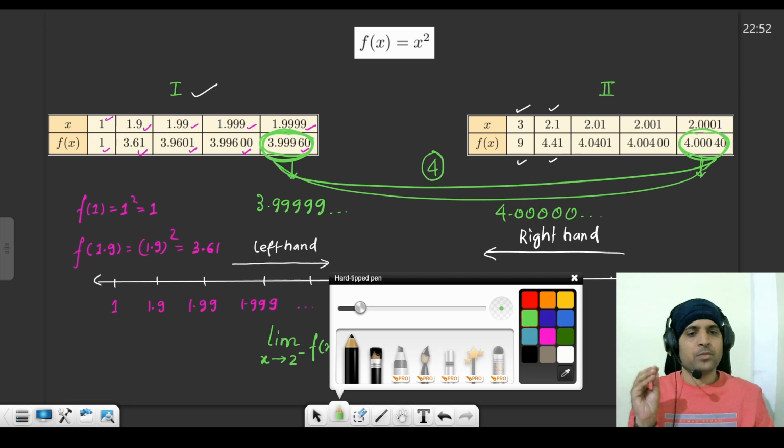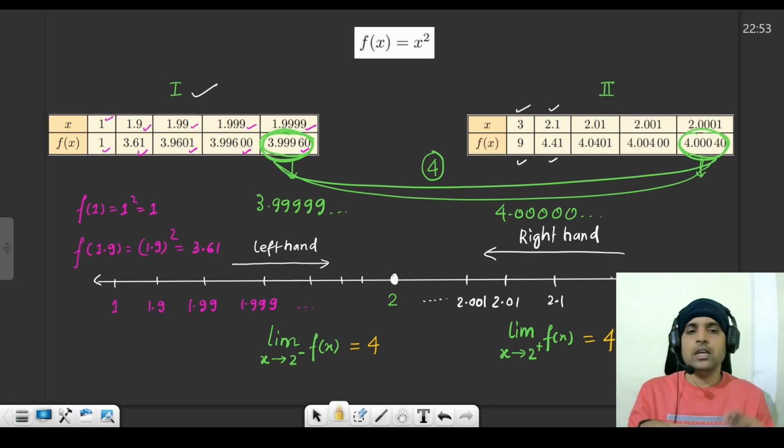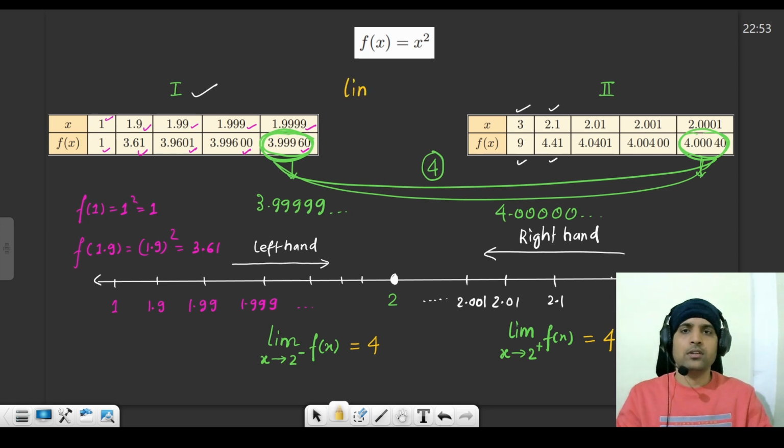So from the left hand side you are reaching 4, and on the right hand side you are also reaching 4. If from the left hand side and from the right hand side you are reaching the same point on the graph of f of x, then you can say the limit exists, and you can write directly limit of f of x when x tends to 2 is equal to 4 in this case.